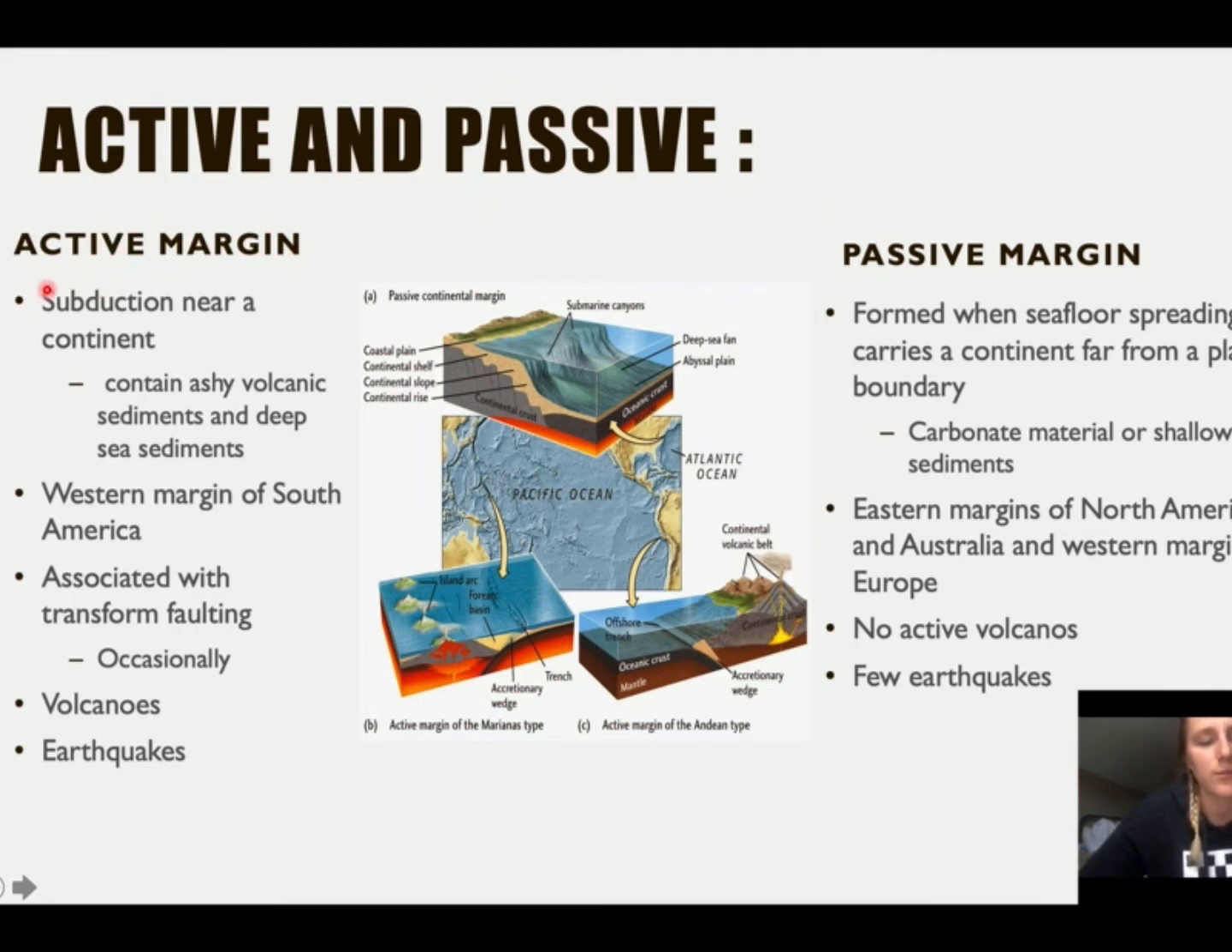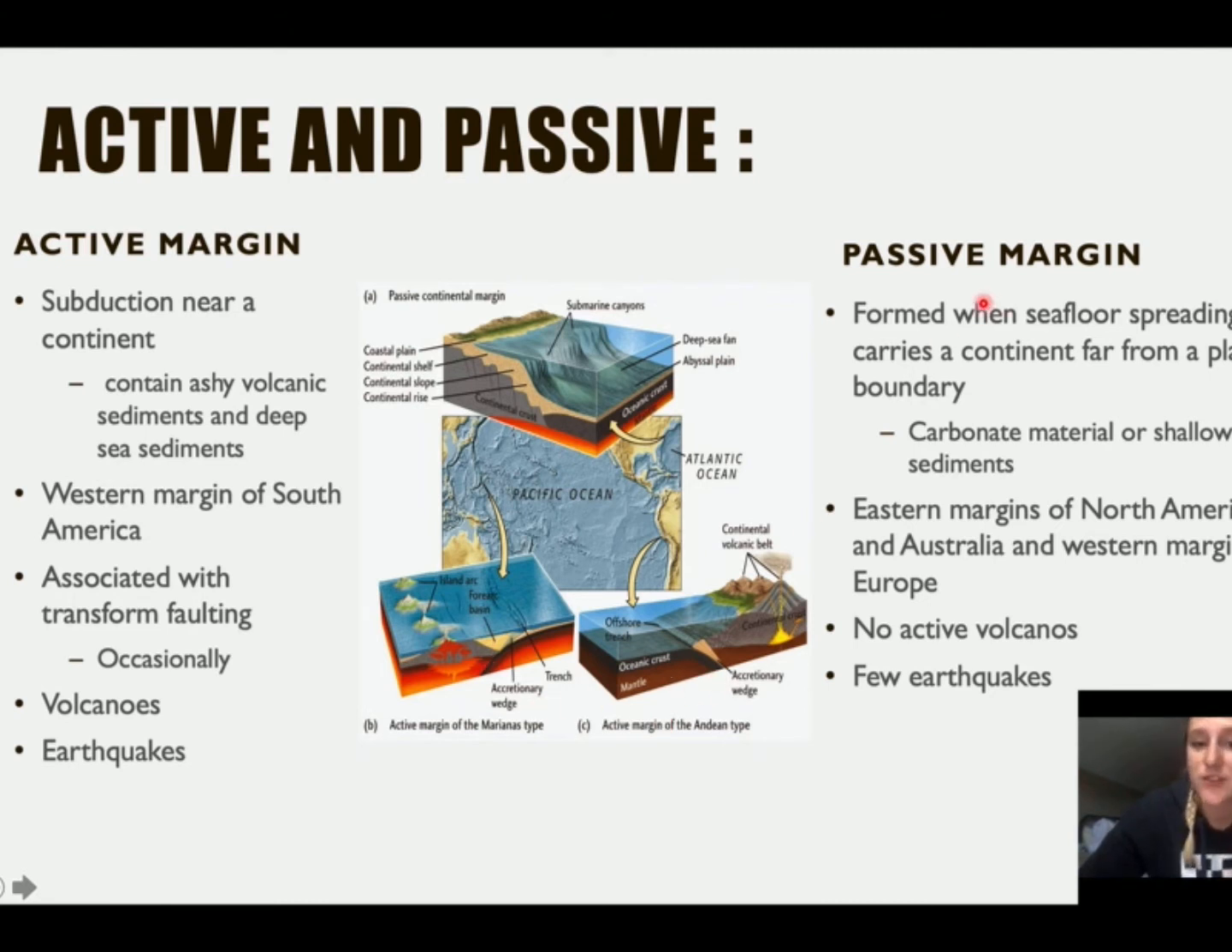Active margins are caused by volcanoes and earthquakes. This is also caused by two plates that have subduction. As one plate pushes under another, they can form a wedge, which is material that has bunched up from the scraping. They can also form the forearc basins, which is when magma melts material and pushes it up to the top. Both of these are labeled at the bottom of the diagrams.